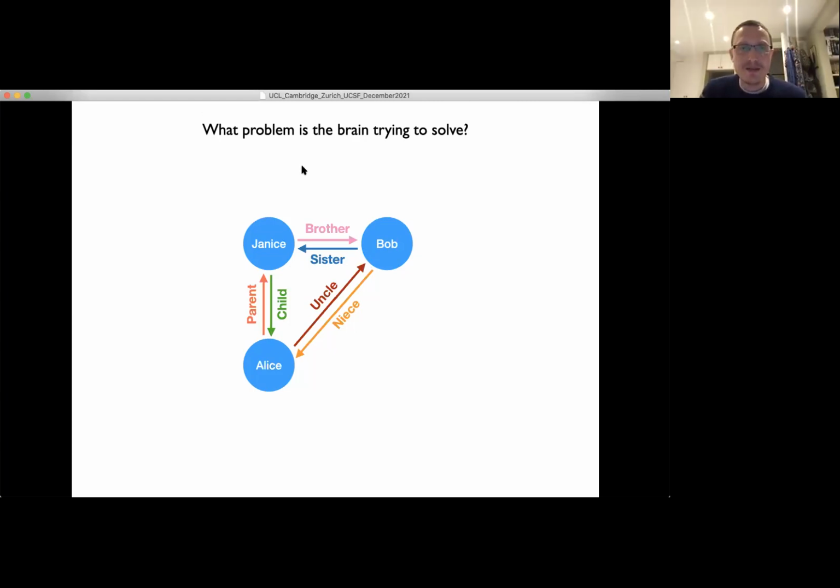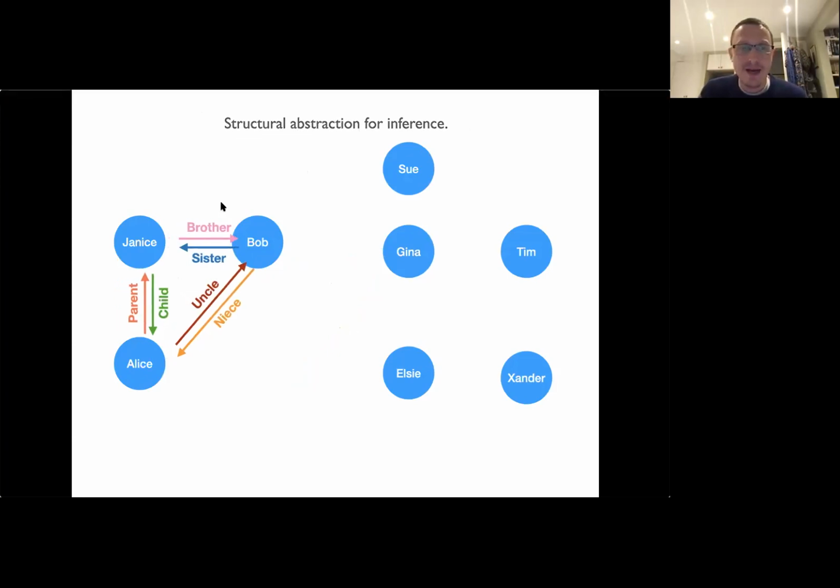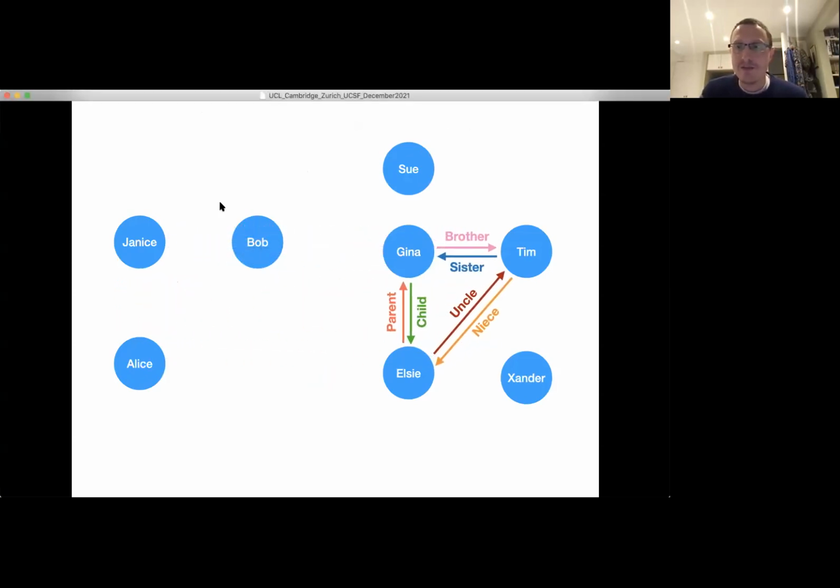Second thing that needs to happen is that you can learn these relational inferences in one family, and you can apply that same relational structure to some new family to immediately make a new inference without seeing the links in this family, right? That's sort of the overarching problem that we'd like to solve.